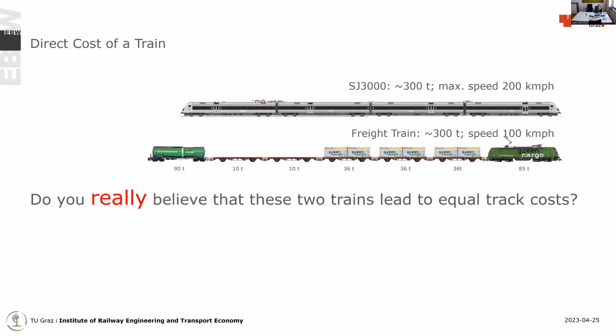Different trains, different vehicles, different axle loads. Do you really believe that these 2 trains lead to equal track costs? Definitely not. So from an engineering point of view, it is a little bit different. While our legislation talks about the influence of track loading for the cost causation, it's different. It's not the track loading, it's the specific loading.